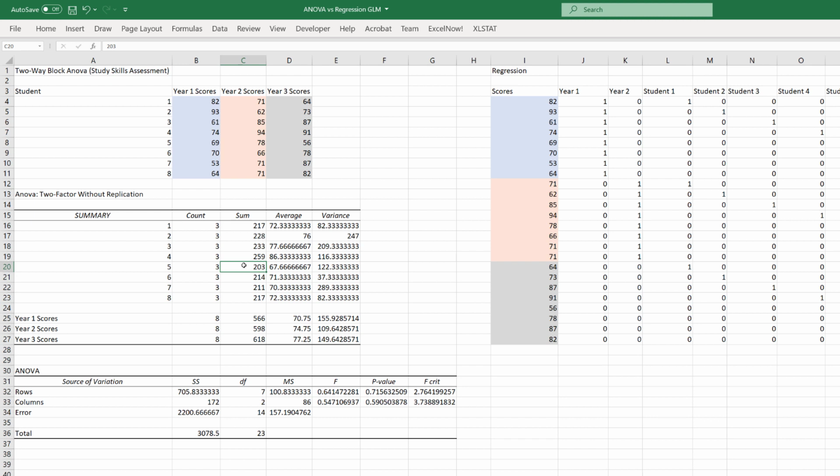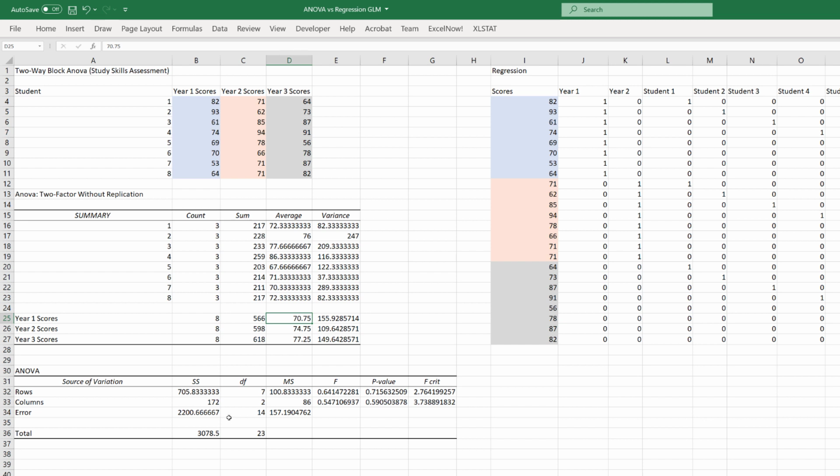So here we can see that we have a lot more information. So we do have our summaries for each student. So the mean here is the student's performance across the 3 years. So this first value of 72.3333 is the mean of these 3 scores along the top. Same thing for each of the other 7 students. And of course, the year 1 scores, the mean, are the same we had before from our one-way ANOVA.